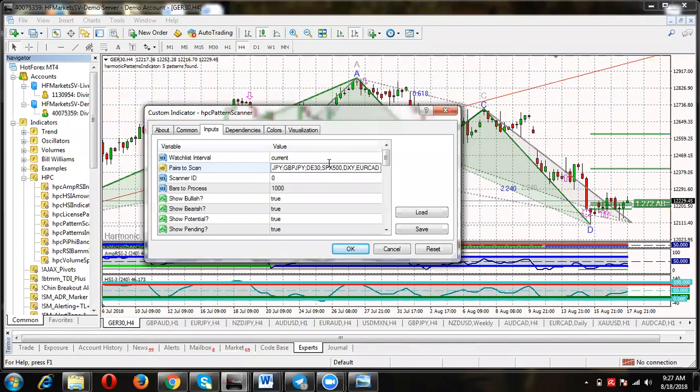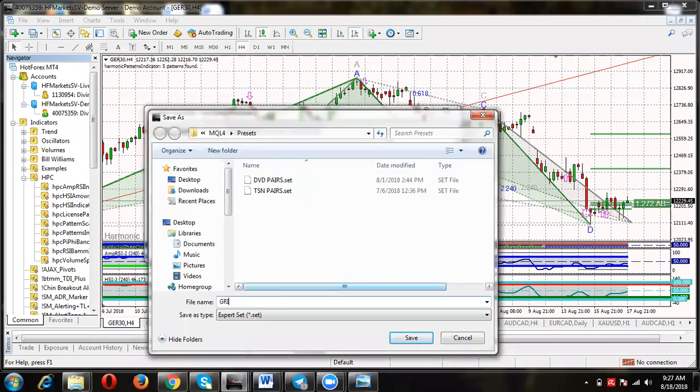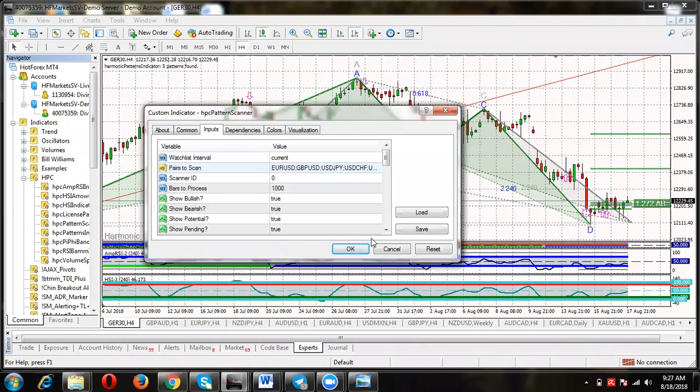So this is how you add the pairs you want to be scanned, and then you put a colon just like that after the pairs. The next thing you need to do is save it. You click on save. I'm going to name it Grind and Grow pairs. Okay, so I'll click on save, and then I can click on OK.